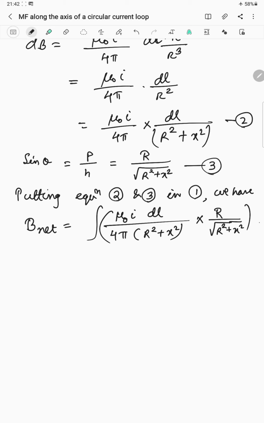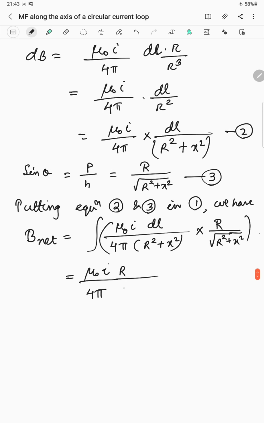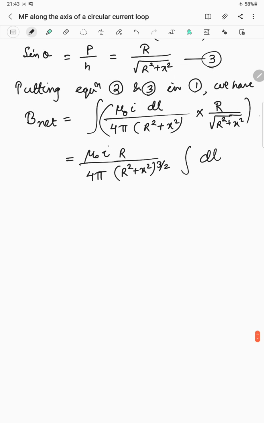Now you see everything is constant and will come out of the integration. What will be left is the integration of dl. So what will be coming out of the integration? Mu naught I divided by 4 pi, R will be there, divided by R square plus x square to the power 3 by 2, integration dl. That means the integration of dl will be the circumference. So how much will it be? Mu naught I R divided by 4 pi, R square plus x square to the 3 by 2, into 2 pi R, that is the circumference.